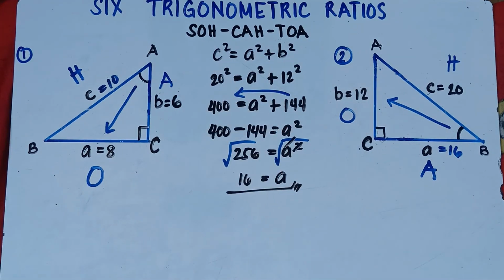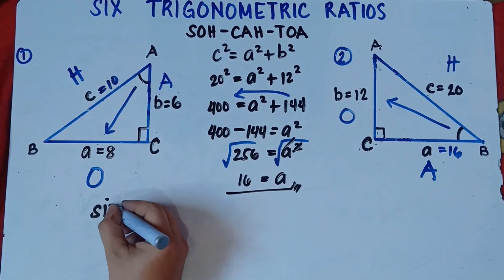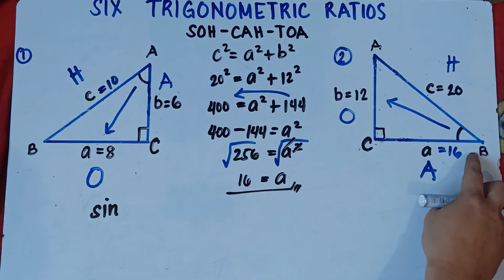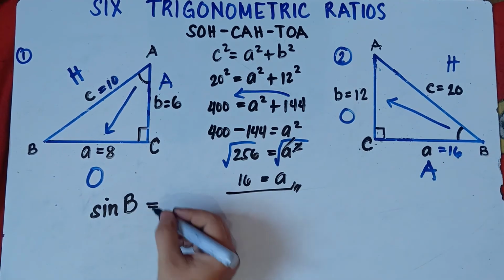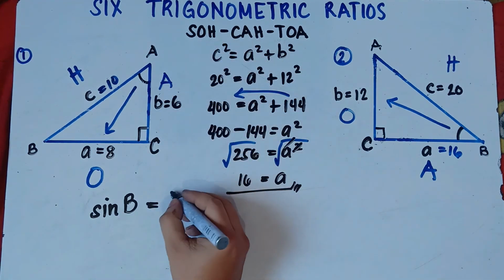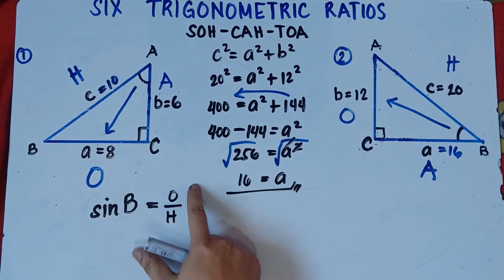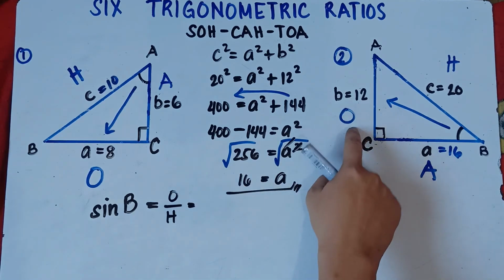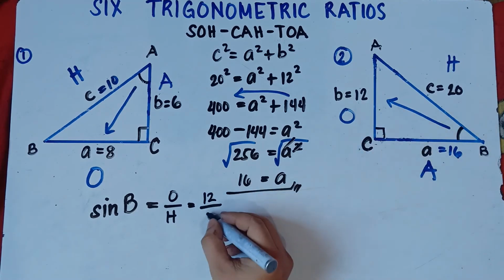Alright, let's start with sine. So we have sine. So once again, sine. Then your reference angle, we have angle B. So once again, sine, then capital B class. Always remember that one. Sine B. So once again, sine is opposite over hypotenuse. So O over H. Our opposite is 12. So this is the opposite. That would be 12. Our hypotenuse is 20.